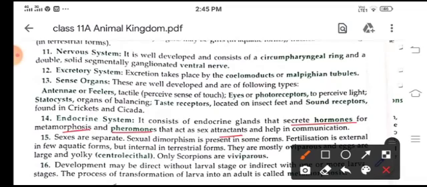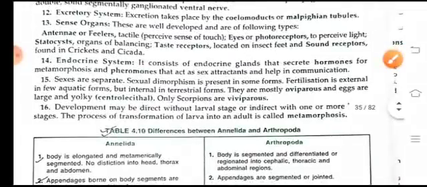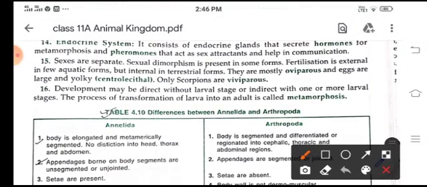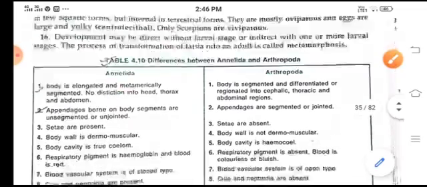Now sexes are separate, that means they show sexual dimorphism. Fertilization is external in aquatic forms, but it is internal in terrestrial forms. Mostly they are egg-laying or oviparous animals, but scorpions are viviparous in nature. Development may be direct, without a larval stage, or sometimes indirect, including a larval stage. Now the process of formation of the adult from the larva is called metamorphosis.